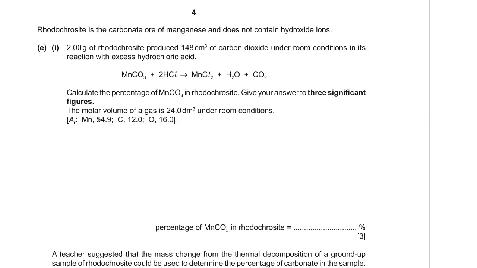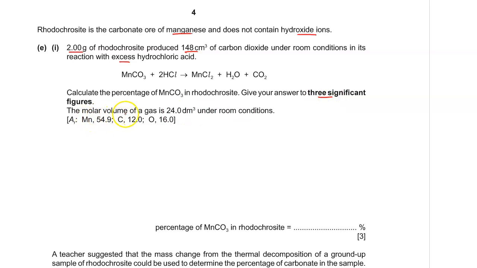Okay. Rhodochrosite is the carbonate ore of manganese and does not contain hydroxide ions. 2 grams of rhodochrosite produced 148 centimeters cubed of carbon dioxide under room conditions in its reaction with excess hydrochloric acid. Excess to make sure that all the carbonates reacts. Calculate the percentage of manganese carbonate in rhodochrosite. Give your answer to 3SF.